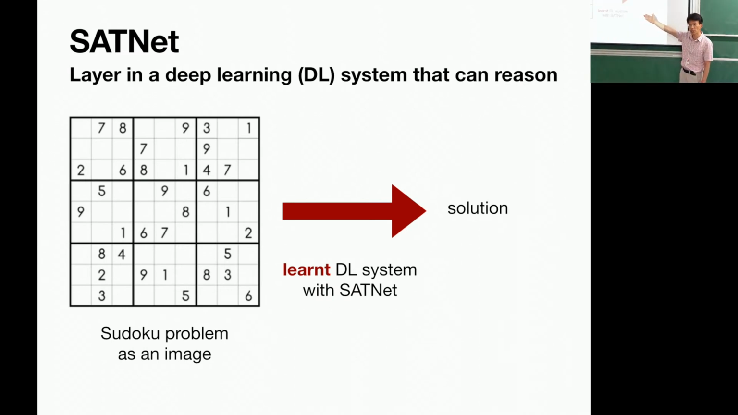What does that mean in this context? Suppose I build some deep learning system that uses SATNet as a component. Then what I can do is give lots of examples of images of Sudoku together with their solutions. I just give lots of pairs of images together with their solutions.